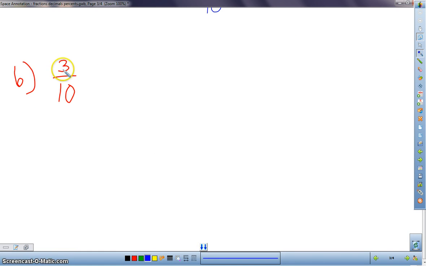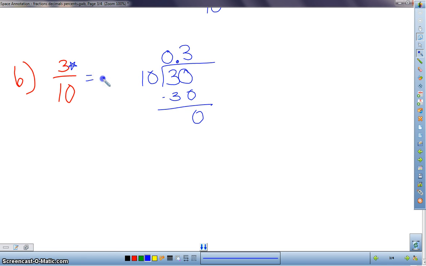3/10. Same thing. I'm going to take 3 and divide it by 10. It's always the top number being divided. And that should make sense because your fractions are always less than 1. So 10 doesn't go into 3, so add a decimal point. 10 goes into 30 3 times. 3 times 10 is 30, and it goes in evenly. So 3/10 is 0.3. Okay, so you're using division in order to change your fractions to decimals.